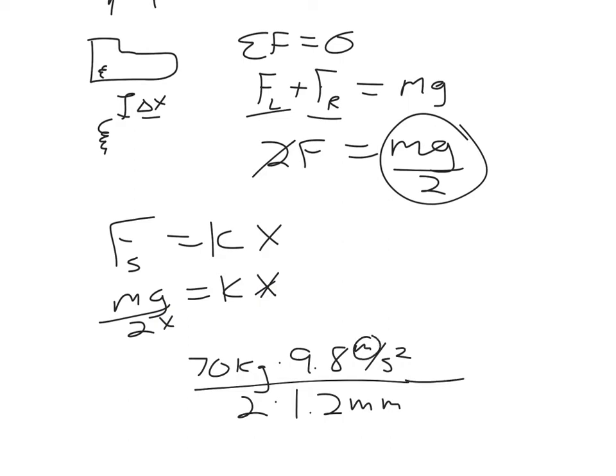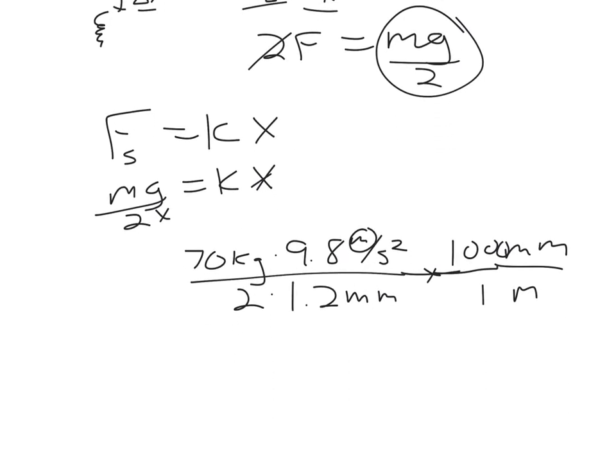So let's do some stoichiometry here. We want to get rid of millimeters, so I'll put them on top, and we'll put meters on bottom because we need it to match our g. And we know 1 meter has 1,000 millimeters. So that should be good. That should get us the answer we want. Go gadget calculator. That is 70 times 9.8 times 1,000 divided by 2 divided by 1.2.